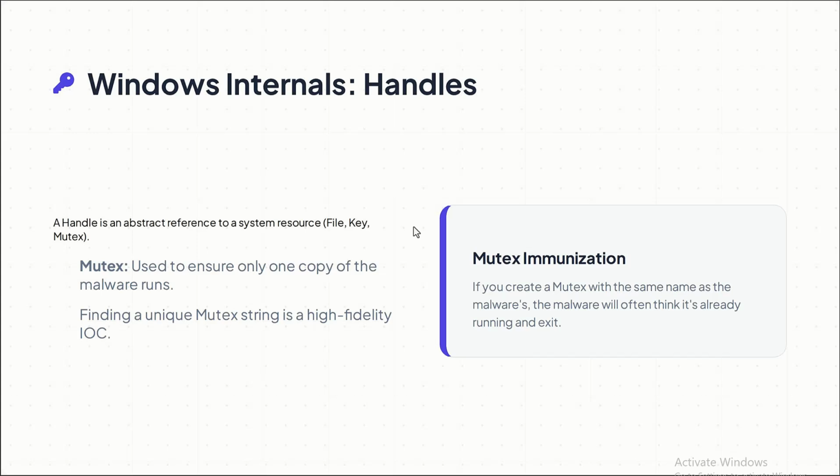Finding a unique mutex string is a high-fidelity indicator of compromise, an IOC. And also, mutex immunization. If you create a mutex with the same name as the malware's, it will often think it's already running and exit, as I mentioned earlier. Well, you can imagine it like that. If the mutex is already present on your computer, on your infected machine, it doesn't infect you again because it's already present.